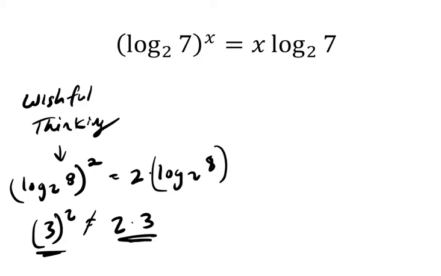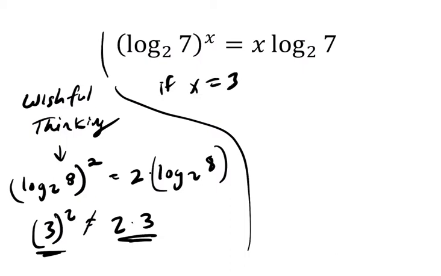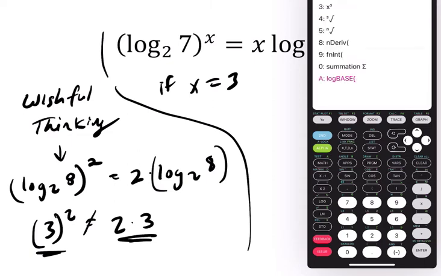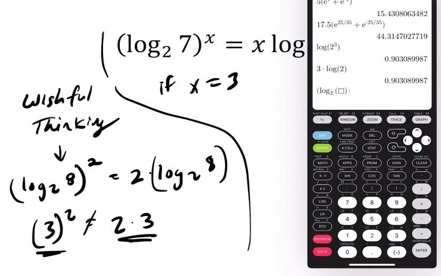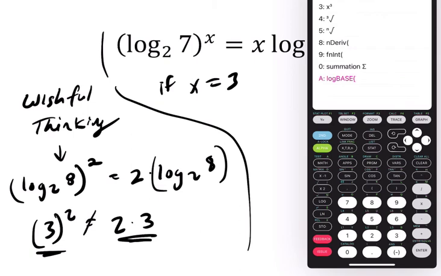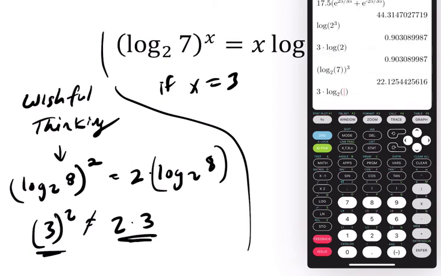In this case, let's say x. Let's cut this off now at this. If x equals 3, would this be true? Well, we have an unfriendly situation. Use the calculator. We have the log base 2 of 7 to the third, so that's in parentheses here. We do math. We go to log base. There's the bottom. And we pick base 2 of 7. And that whole thing, we chose x to be 3 here just to test it, gets you about 22.12. Is it the same as 3 times the log base 2 of 7?